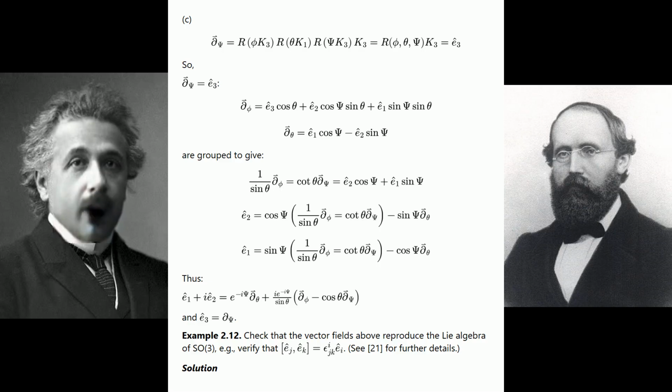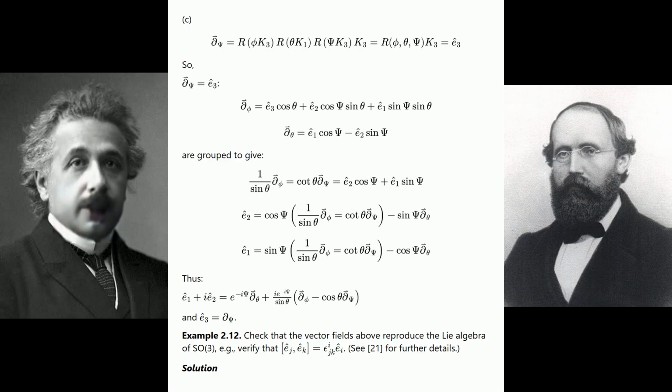Thus, E_1 + iE_2 equals e^{-i psi} partial with respect to theta plus i e^{-i psi} over sine theta times partial with respect to phi minus cosine theta partial with respect to psi. And E_3 equals partial with respect to psi.